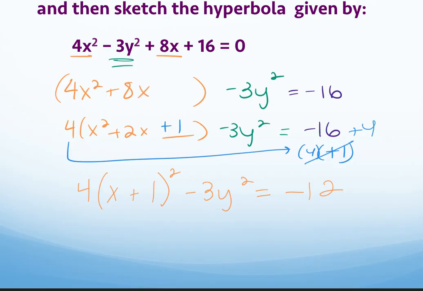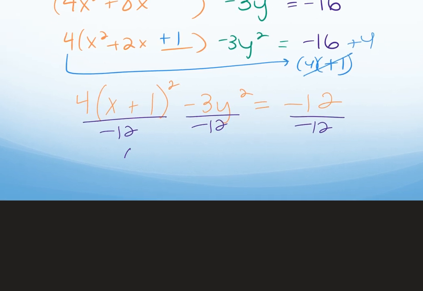What does your hyperbola have to equal? 1. So I'm going to divide everything by negative 12. And I'd get (x plus 1) squared over negative 3 plus y squared over 4 equals 1. And that -3 is making that whole term negative, so we switch the order because our first one should be positive.